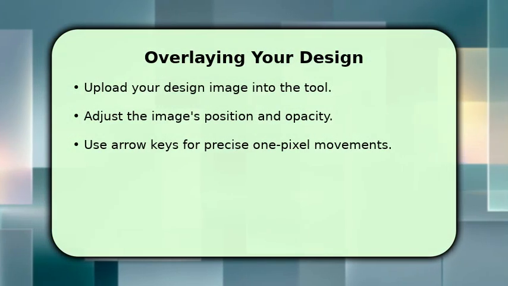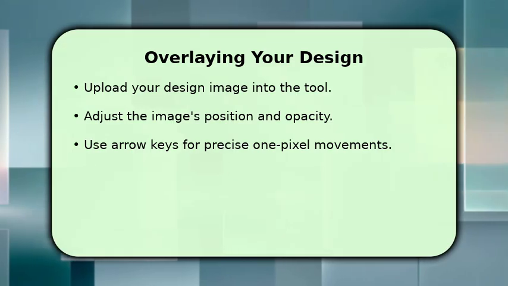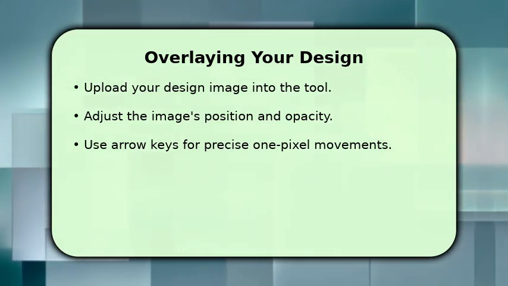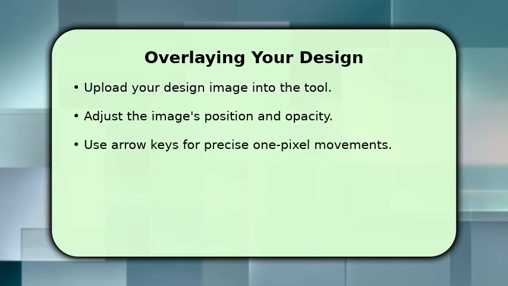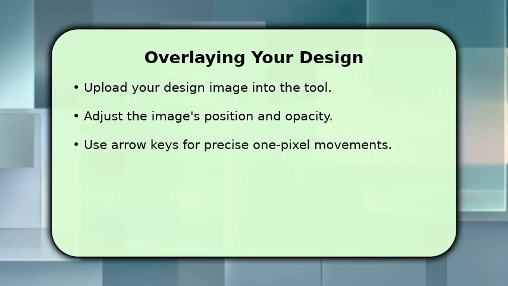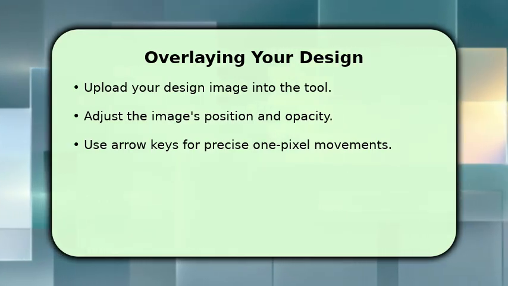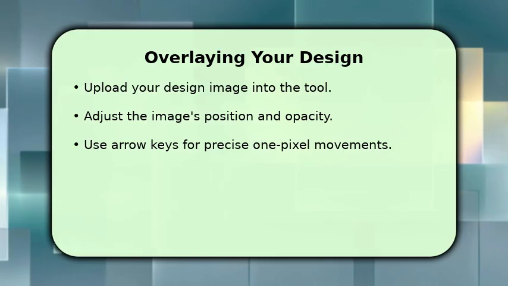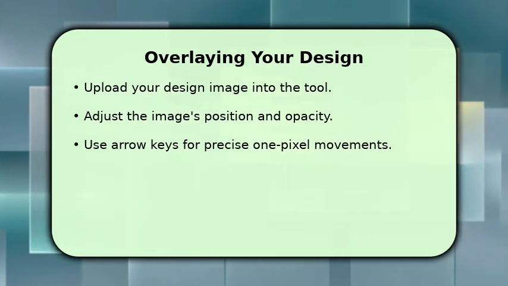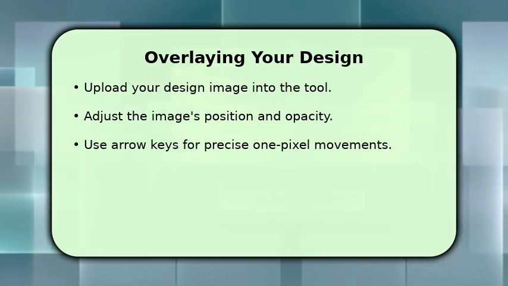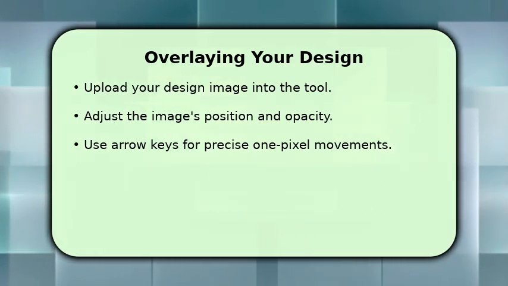To overlay your design, simply upload your image file, such as a PNG or JPG, directly into the Pixel Perfect tool. Once loaded, you can adjust its position and opacity to align it perfectly with your live web page. Use your keyboard's arrow keys for fine-tuned, one-pixel adjustments. This allows for a direct visual comparison, helping you spot any differences between your design and the developed page.